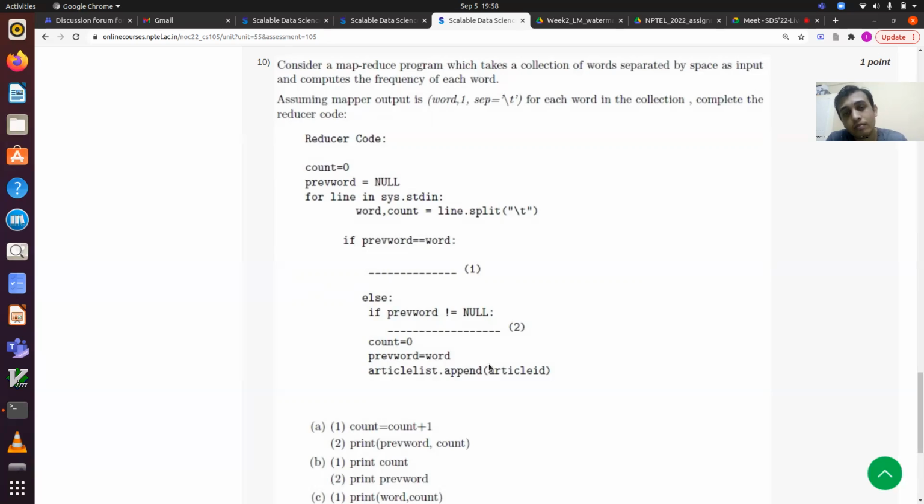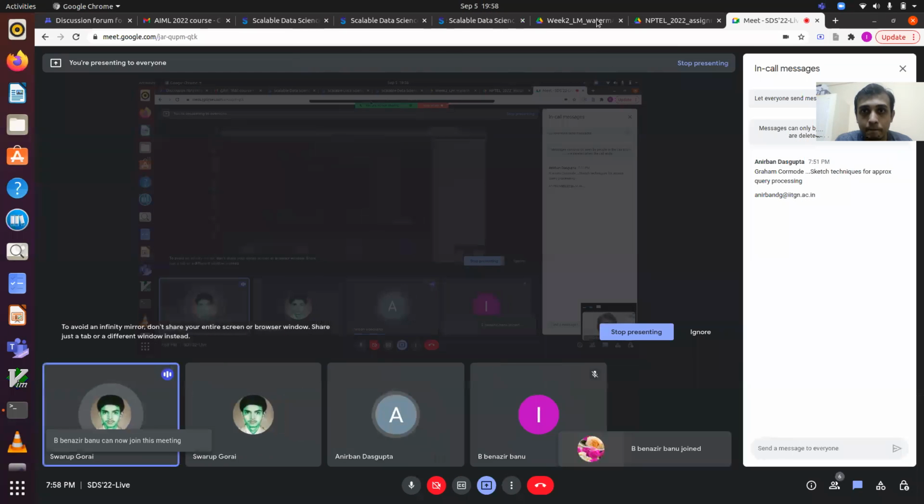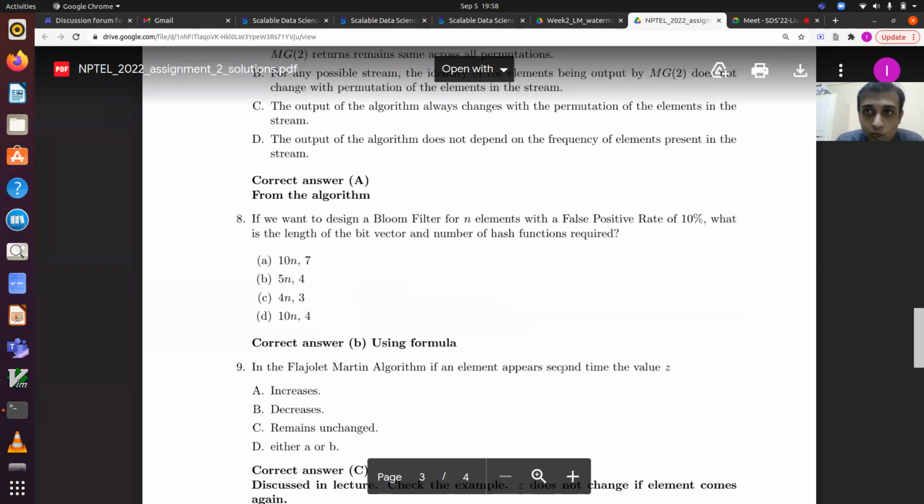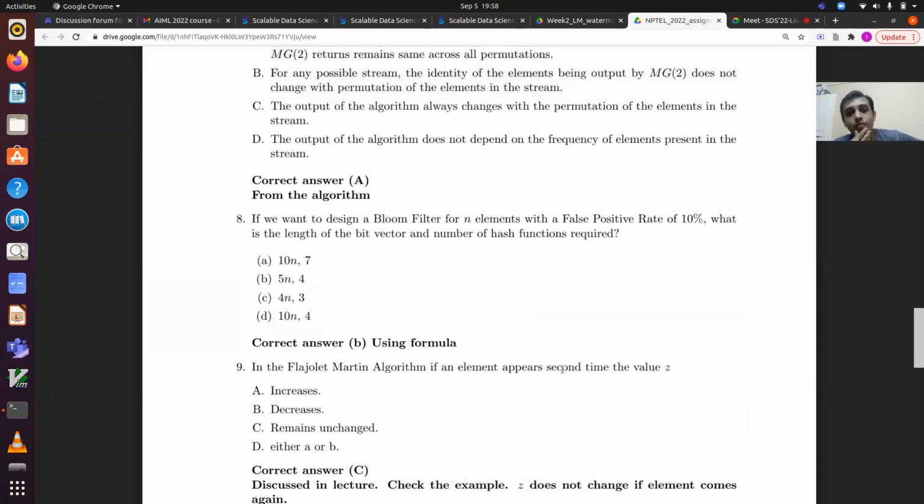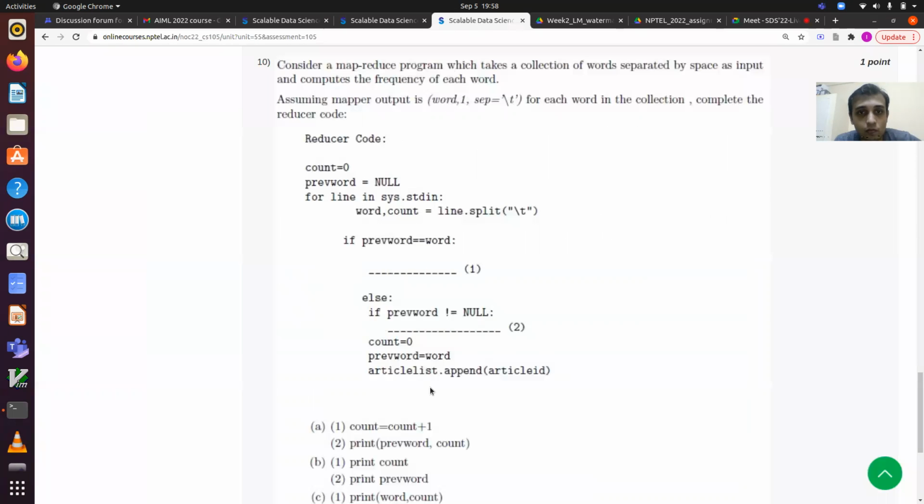In the reducer, when the key value pair comes, it comes in tab separated format: the key, tab, value. That is why we are splitting the key from the value. If you write MapReduce code, you will see that in the reducer you get the key value in tab separated format. Now, if it is word tab one, you will get word equal to word and count equal to one. Now previous word is null, sir.